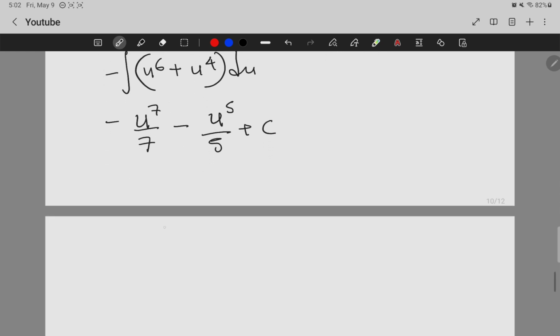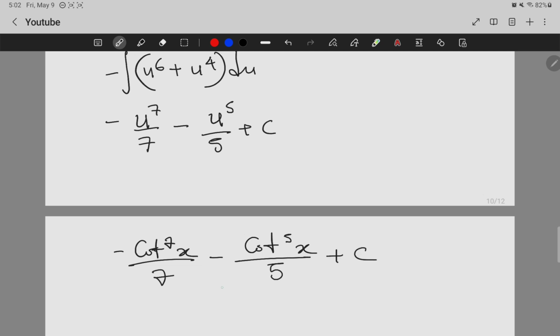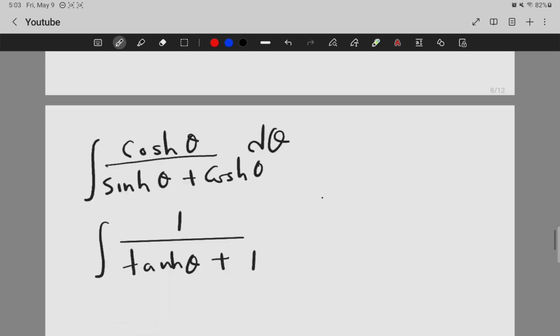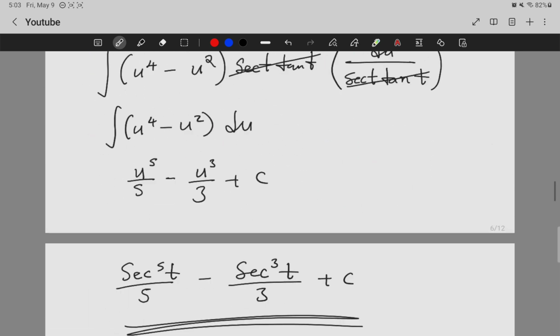Recall that u is cot x, so this will be minus cot to the power 7x over 7 minus cot to the power 5x over 5 plus c. So this becomes our solution. Once obtained, we can move on to look at our next example, since that one is done.